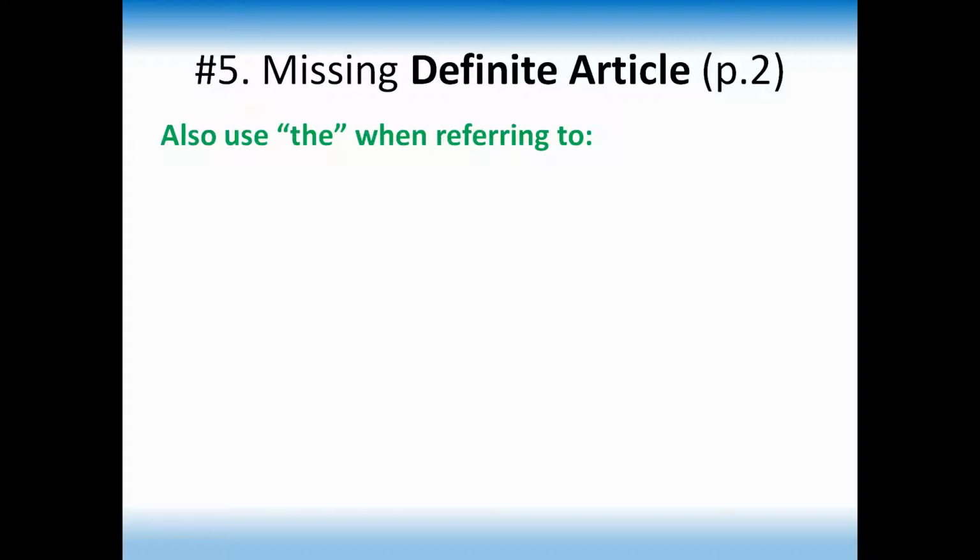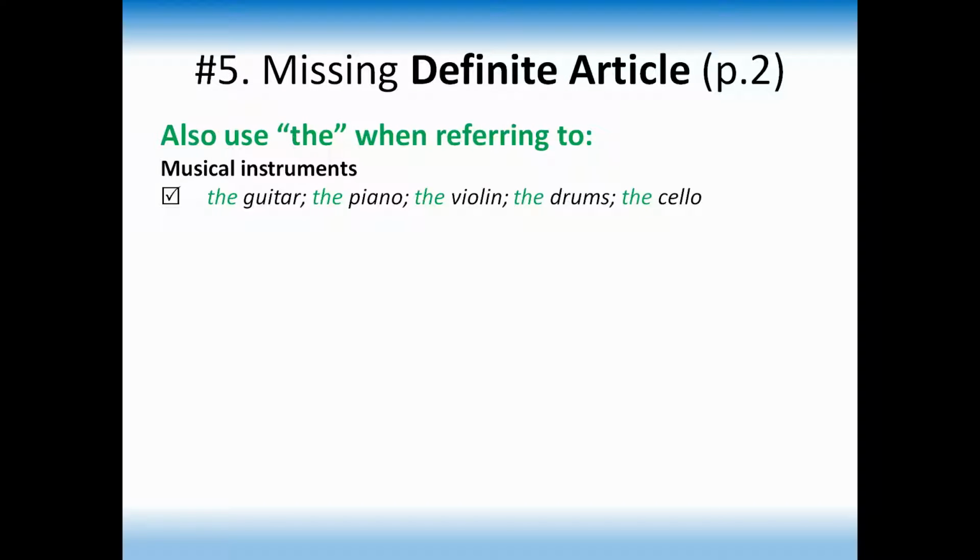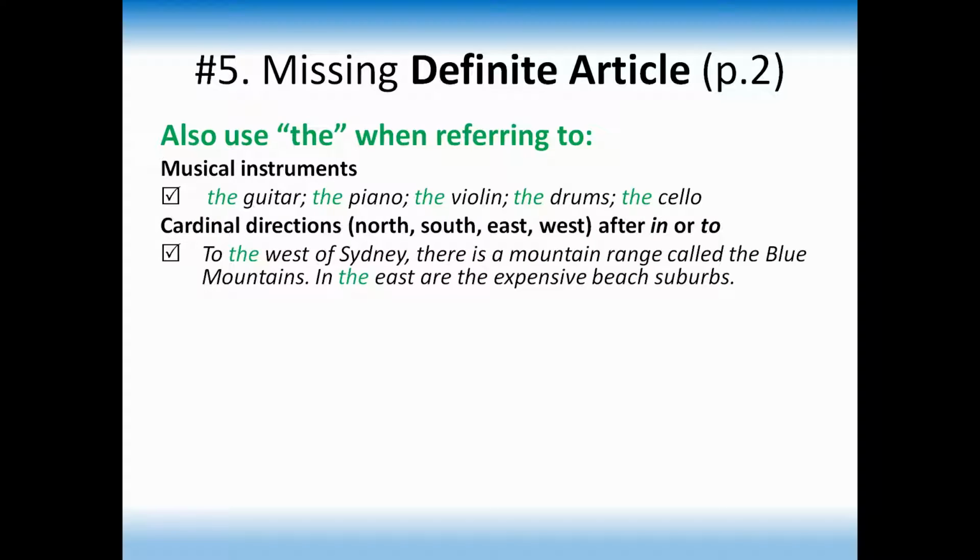Another situation, which is not part of the general rule, is for musical instruments. The guitar, the piano, the violin, etc. Cardinal directions, north, south, east, west, after the word in or after the word to. To the west of Sydney, there is a mountain range called the Blue Mountains. In the east are the expensive beach suburbs. You can see to the west because the area I'm talking about, the mountain range, is outside the area of Sydney. And in the east because the suburbs are in that area, Sydney.